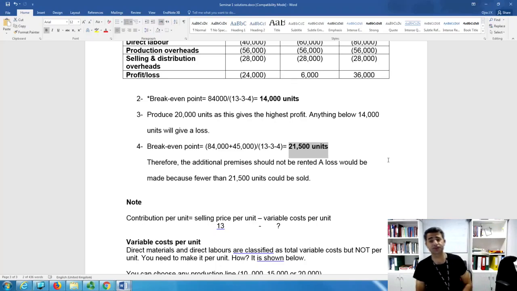Can you imagine? But according to the market research, the company cannot sell more than 21,000 teddy bears. What does that mean? This means the company will make a loss of 500 units. So, as a management accountant, you would advise the management not to go ahead with this proposal, because this will make a loss for the business.